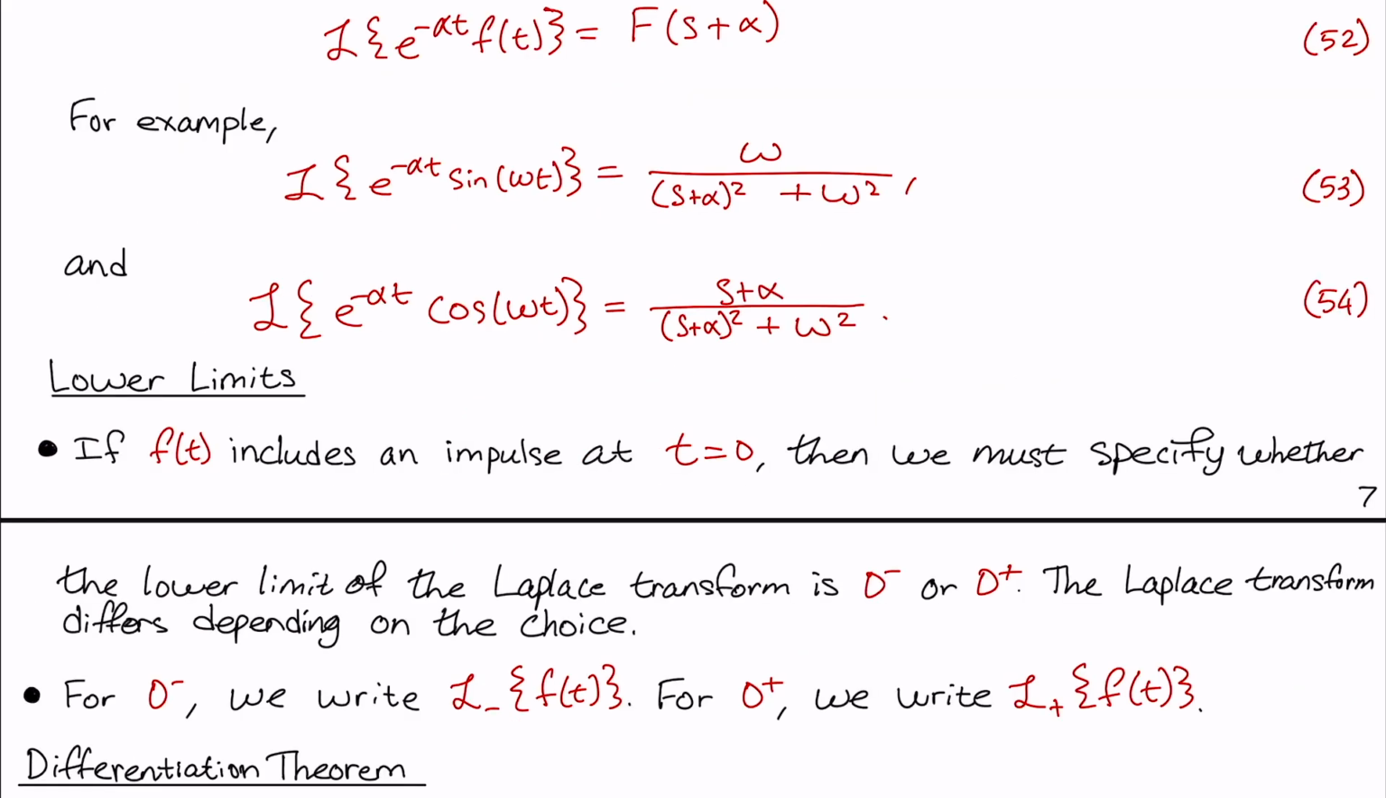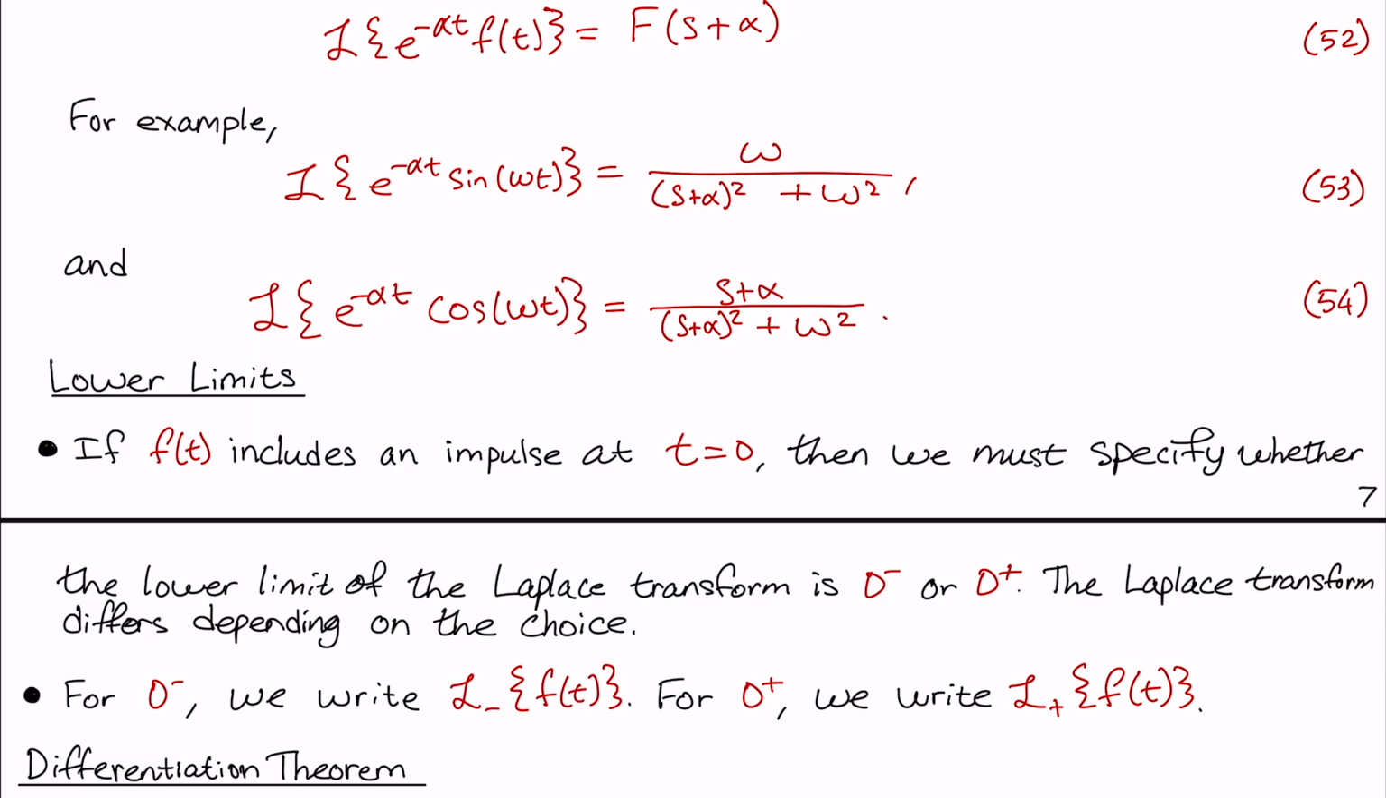All right, so if f of t includes an impulse at time t equals 0, then we need to specify what the lower limit of our Laplace transform is, whether it's 0 minus or 0 plus. 0 minus means that we're including that impulse function in our Laplace transform. 0 plus means that we're excluding it. 0 plus is just a little bit after 0, and 0 minus is a little bit before 0, infinitesimally small.